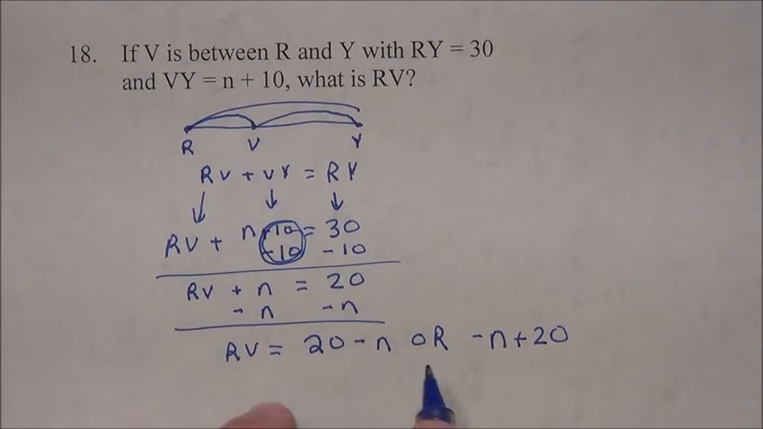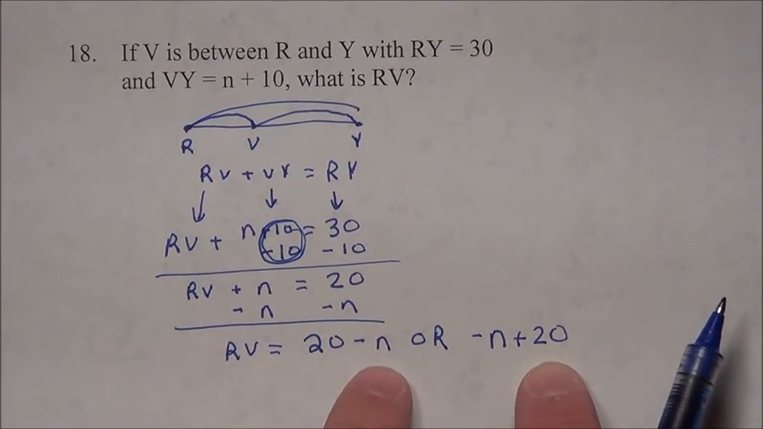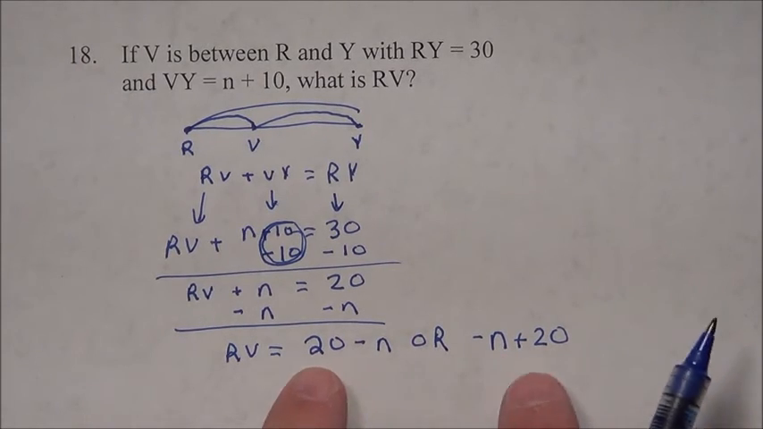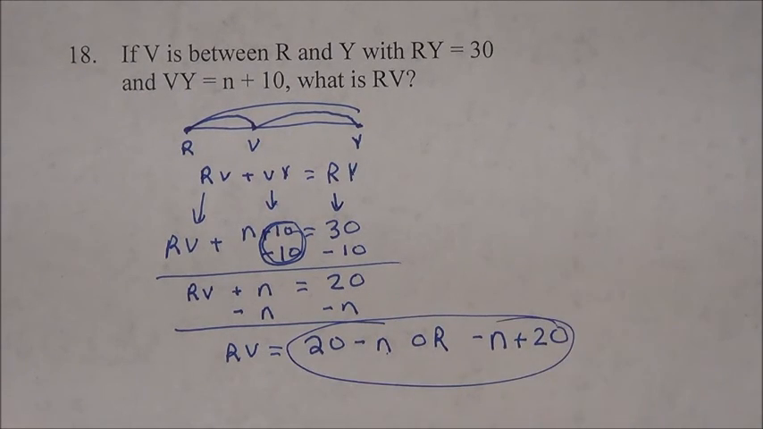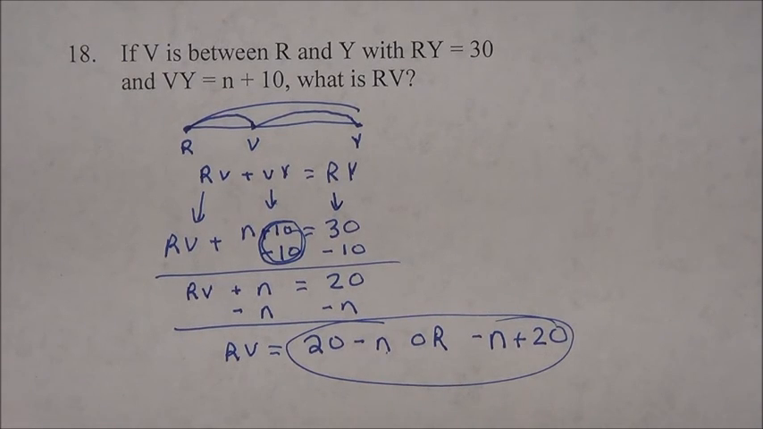That and that are the same thing. 20 is positive, 20 is positive. n is negative, n is negative. It's the same thing: the opposite of n plus 20, or 20 minus n. Imagine that n is 5. 20 minus 5 is 15. Negative 5 plus 20, 15. Same answer. Either one of these is perfectly fine to write down on your paper. Both are correct. There you go for problem 18.